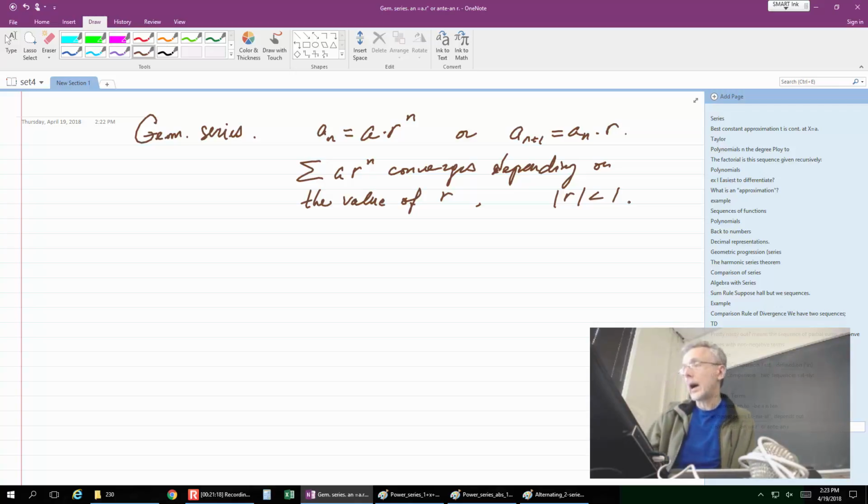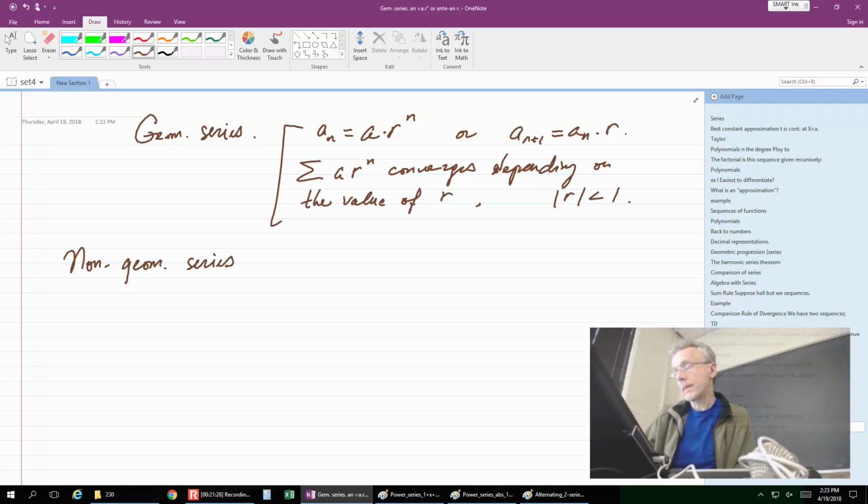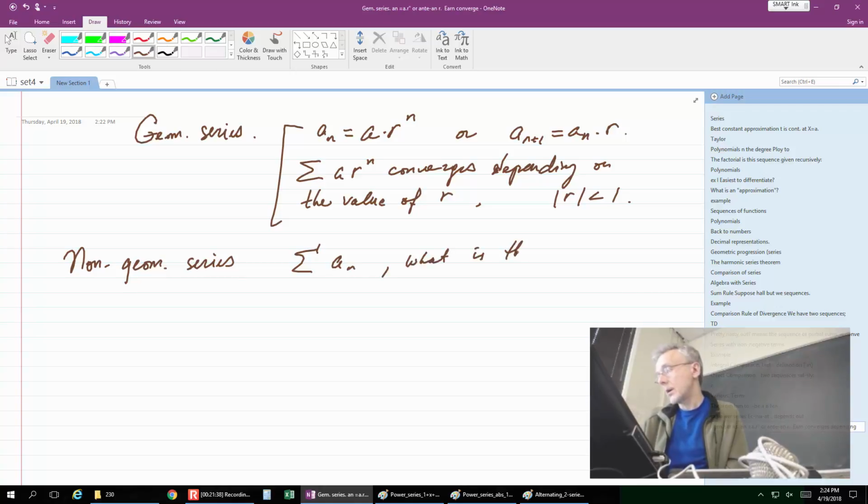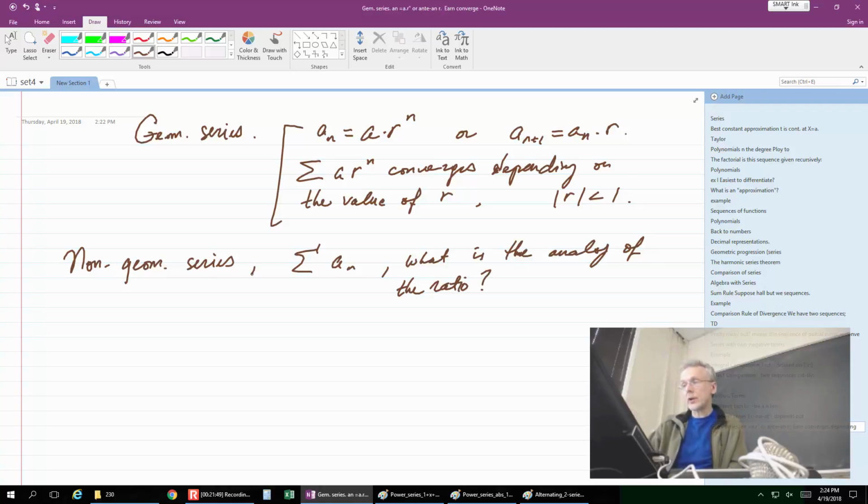So how do we utilize this idea for other series? Non-geometric series, suppose we are facing that. So some Bn, or let's say An. Okay, so what is the analog of the ratio? The series is not geometric. What if we try to think about it as if it is, and find an analog of the ratio?